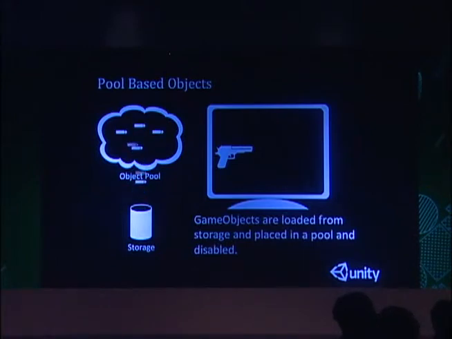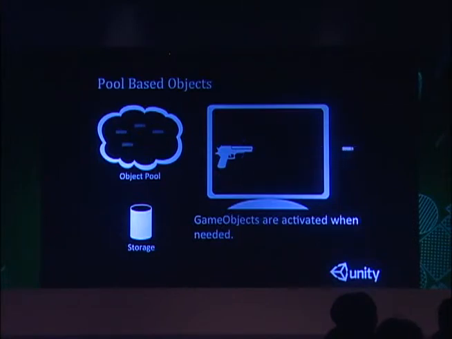Okay, so how do we do it? Game objects are loaded from storage, placed in a pool, and disabled. We do that at the beginning, so we don't have to ever load anything from storage at runtime. Then, when we need them, we activate them. We just turn them on, place them in the level at some point, and then off you go.